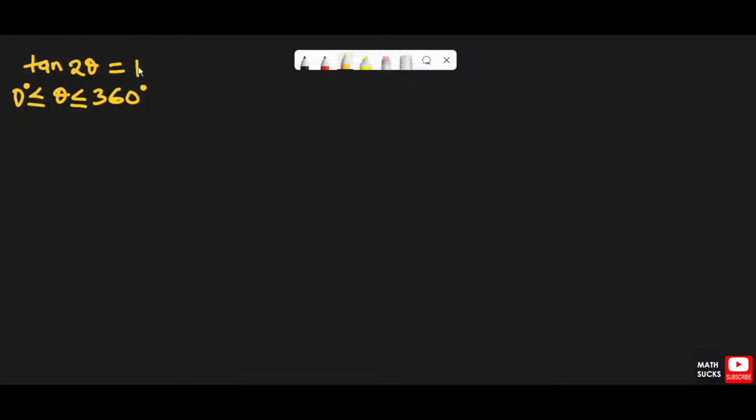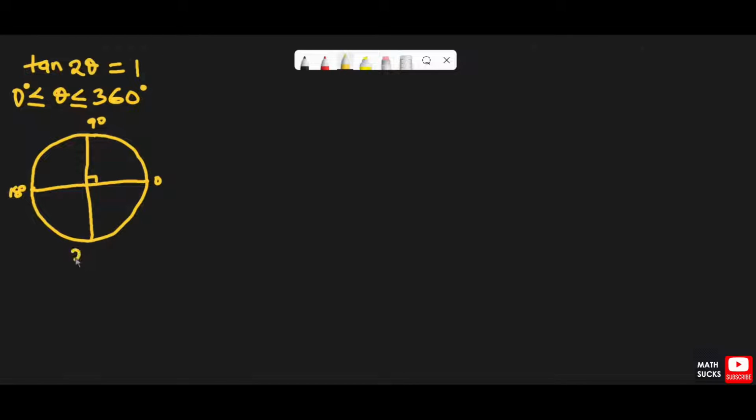Tan is equal to a positive number, so all the possible answers we are looking for are supposed to be found in a quadrant where tan is positive. When I talk about a quadrant, I mean these quarters of a circle, and each quarter is 90 degrees at the center, so we have 0, 90, 180, 270, and then 360, at the same position as 0.